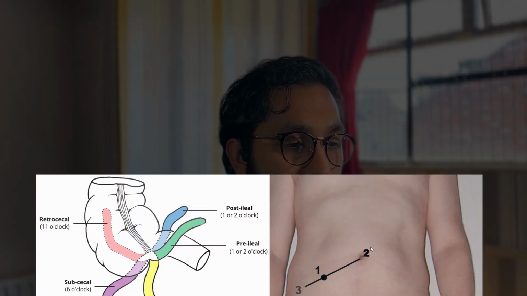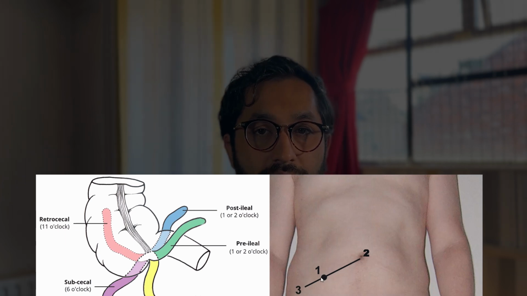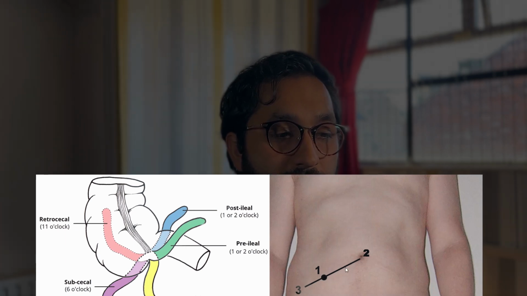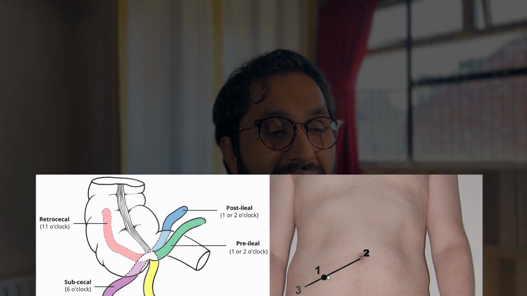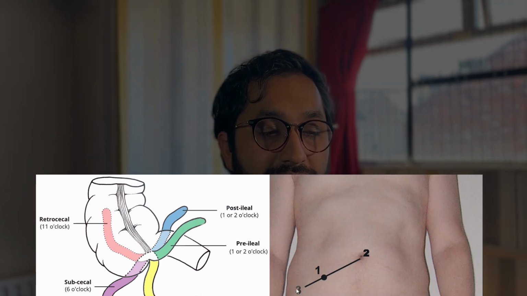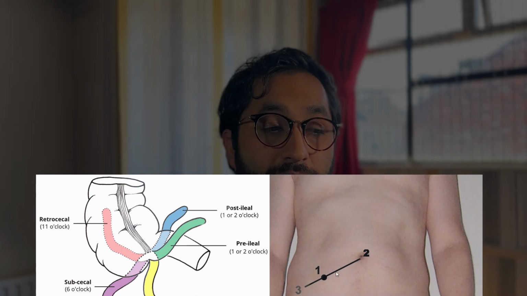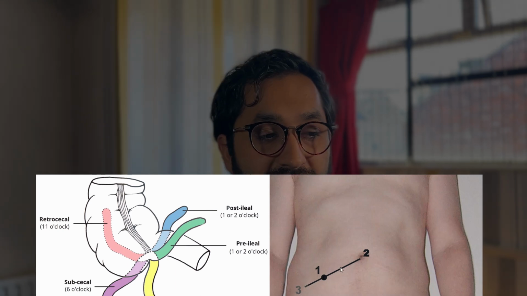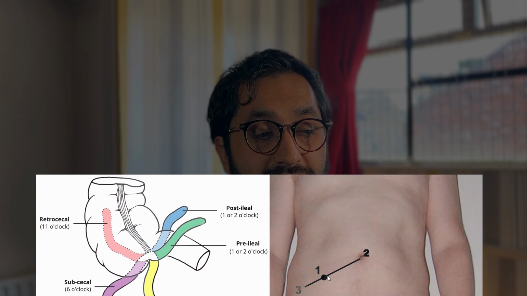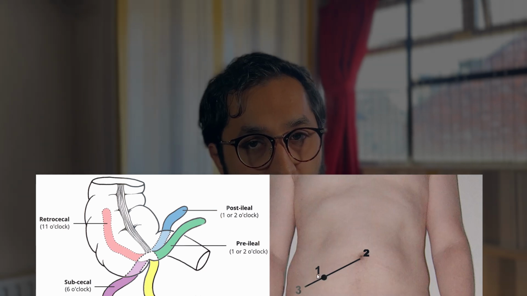Now, you can see here we have point number 1. So on the image on the right, that is McBurney's point. So I talked about point number 3, which is your ASIS, or your right iliac fossa, and then point number 2, which is your belly button. Now, 2/3 of the way down diagonally, in line with the ASIS, going towards the ASIS, 2/3 of the way down, we have McBurney's point, which is point number 1.